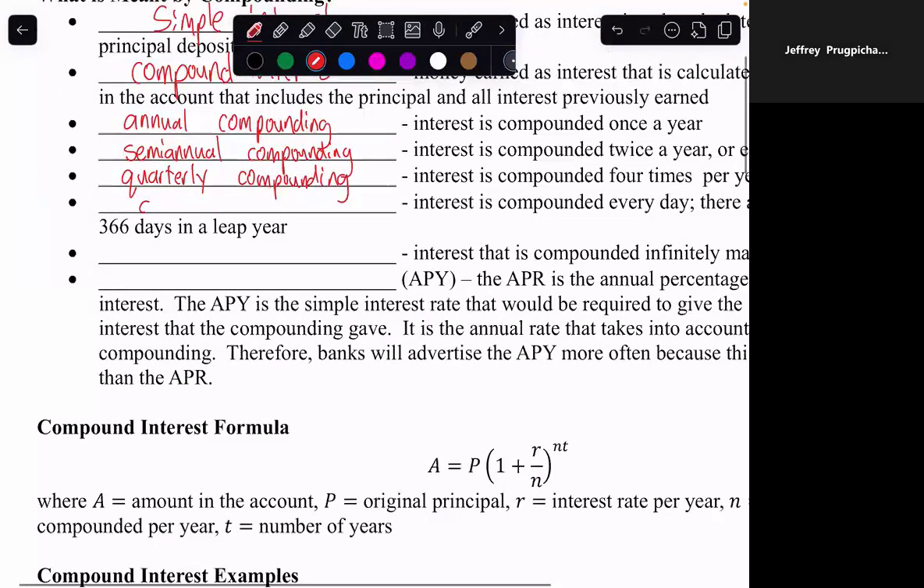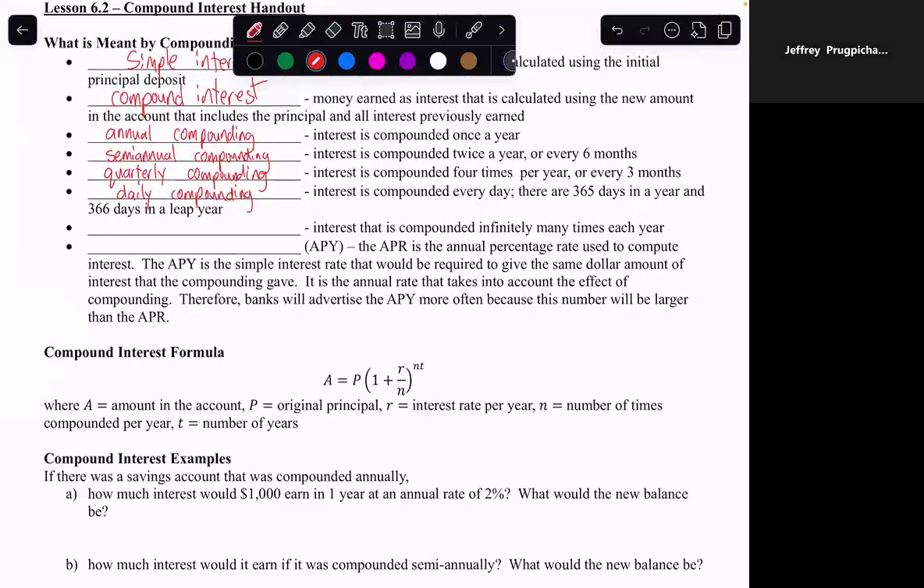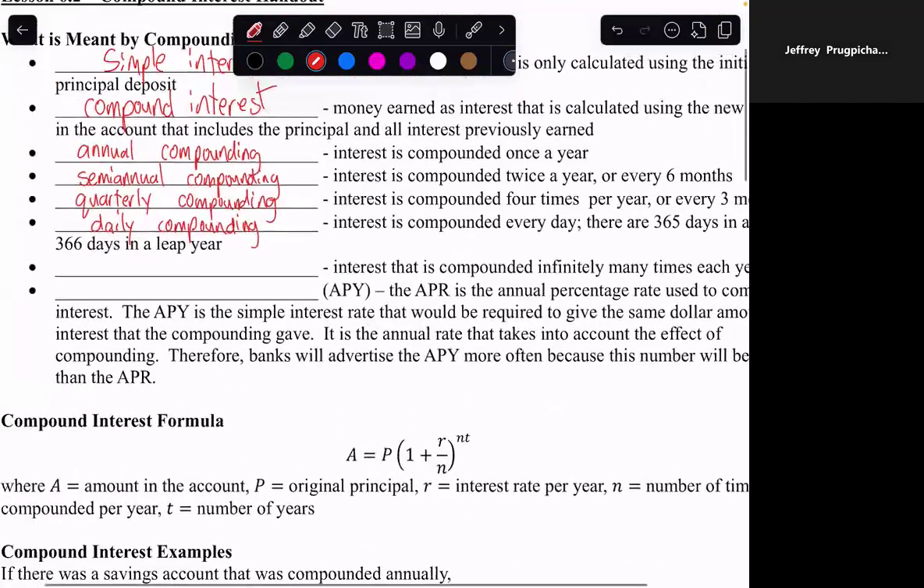Okay, daily compounding. You guys know that a year is based on Earth revolving around the sun. It's not exactly 365 days, it's a little bit more. So every fourth year about, we have an extra day called a leap day. But in general, we're just going to use 365 for daily compounding. Don't worry about leap years. Okay, so we've been going more and more times per year, right? From once per year, twice a year, 4 times a year, 365 days per year.